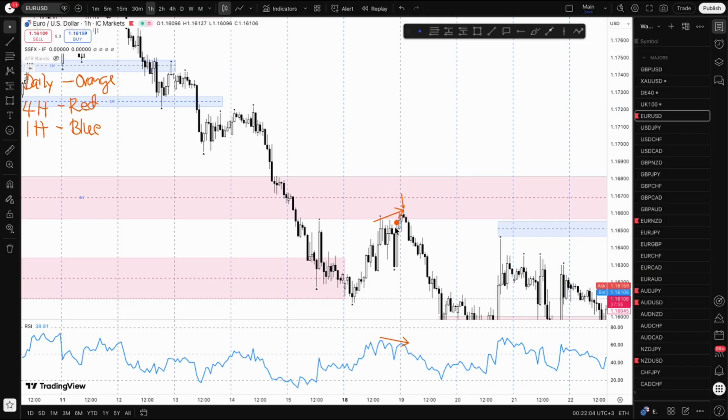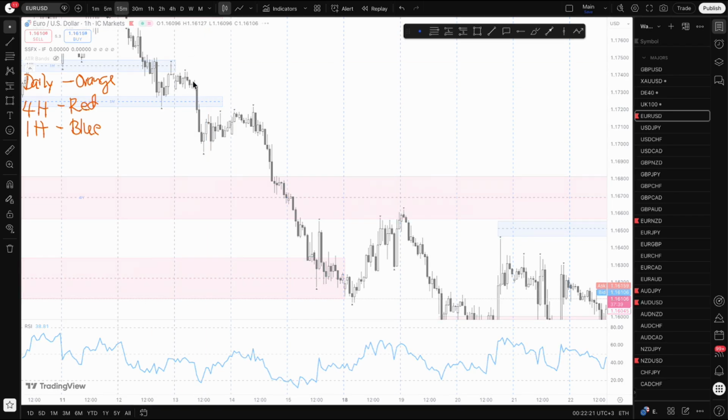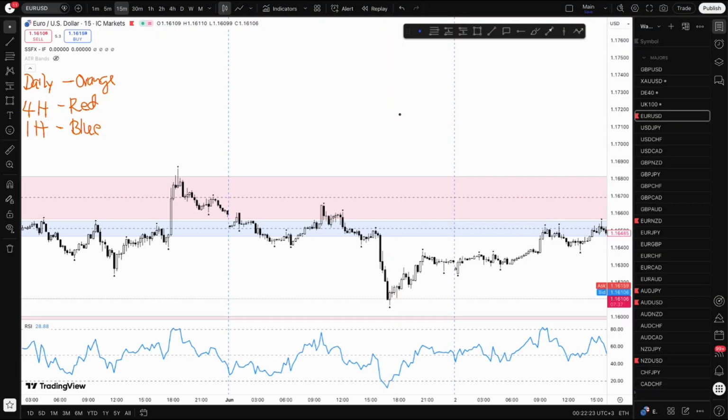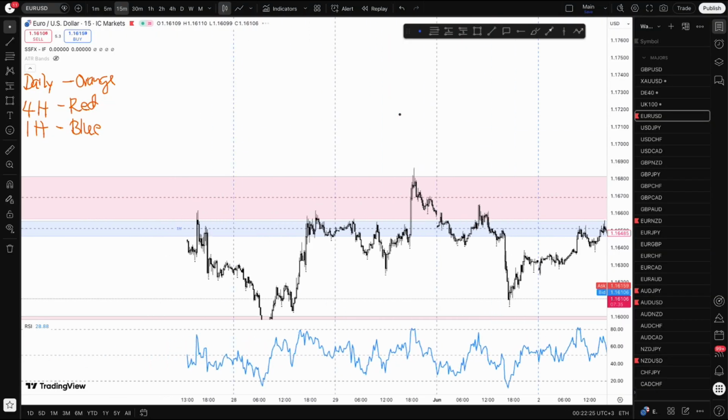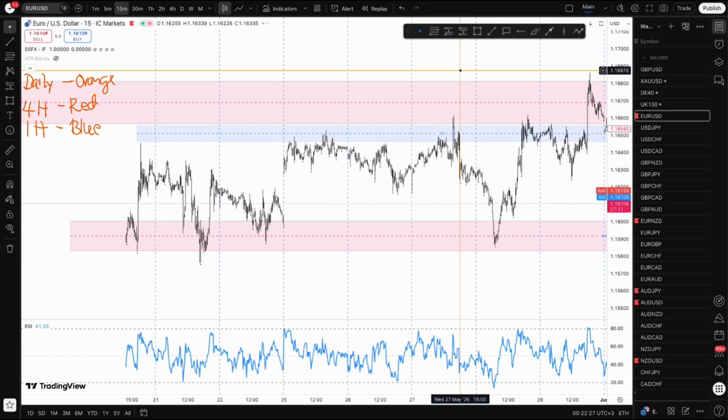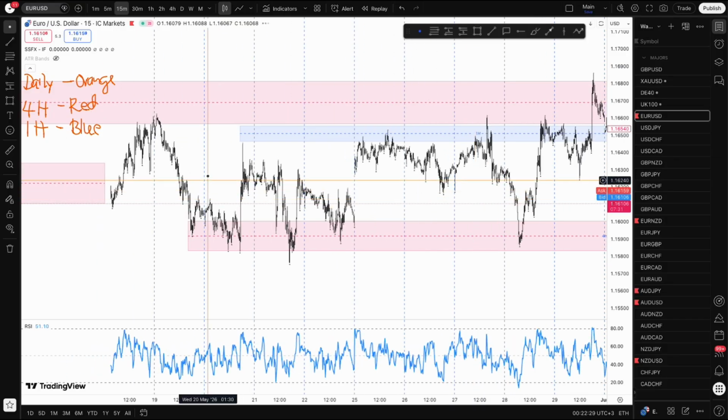So this high is higher and this one is lower. This is divergence. This is just an example, of course. When we're dealing with 4 hour zones, I tend to prefer to work with the 15-minute. As you can see, the 1 hour also works, but let's go to the 15-minute and see how the market reacted to each of these zones.